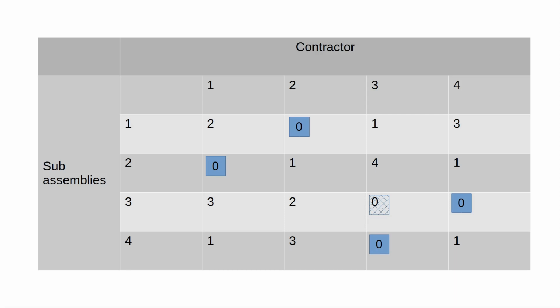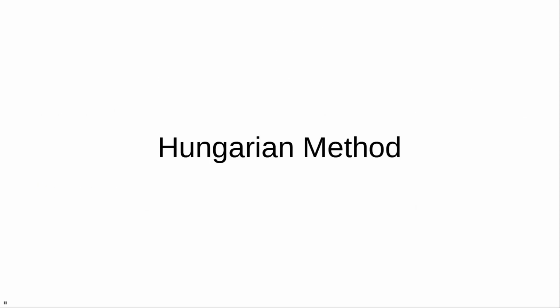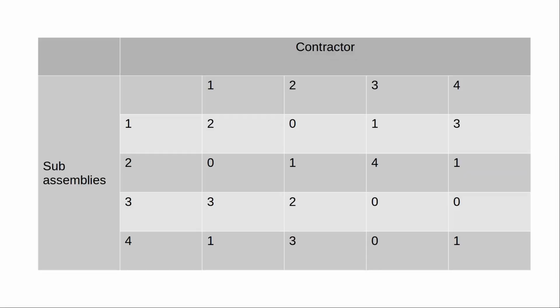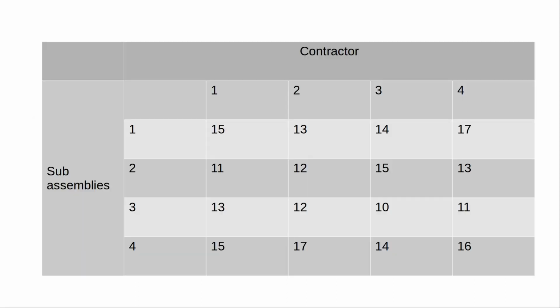Now, what's going to be the cost? The cost is going to be, the first assignment was in row 1, column 2. So let's check it now. So row 1, column 2, it's going to be 13. The second assignment is in row 2, column 1. So that's going to be 11. So it's 13 plus 11.